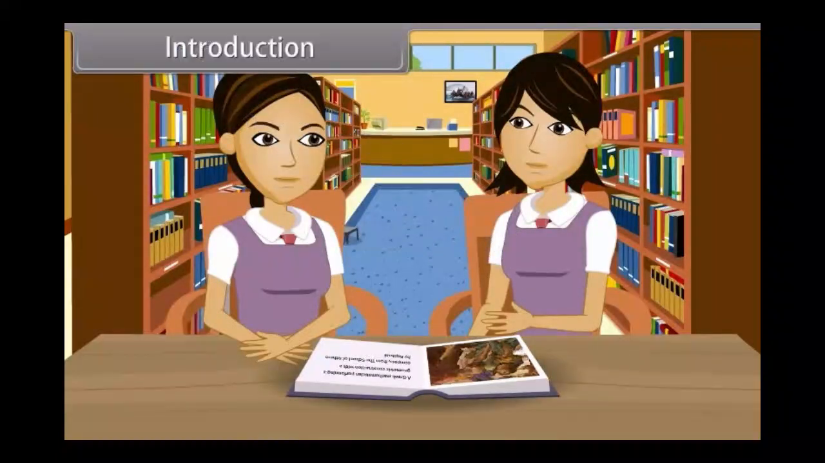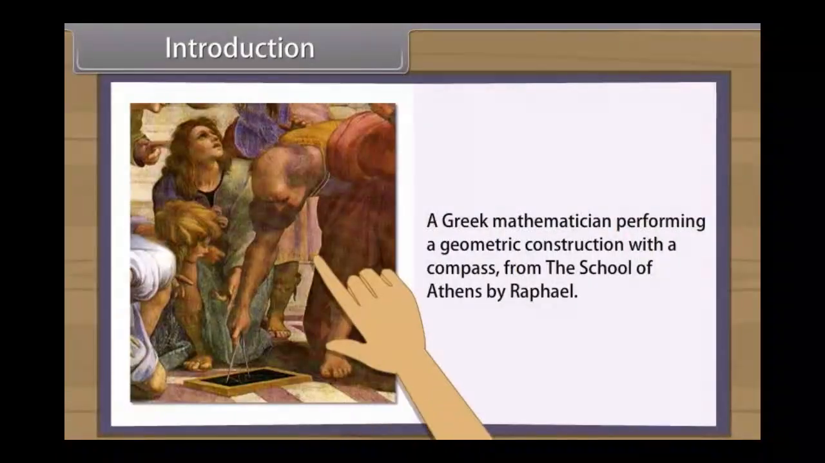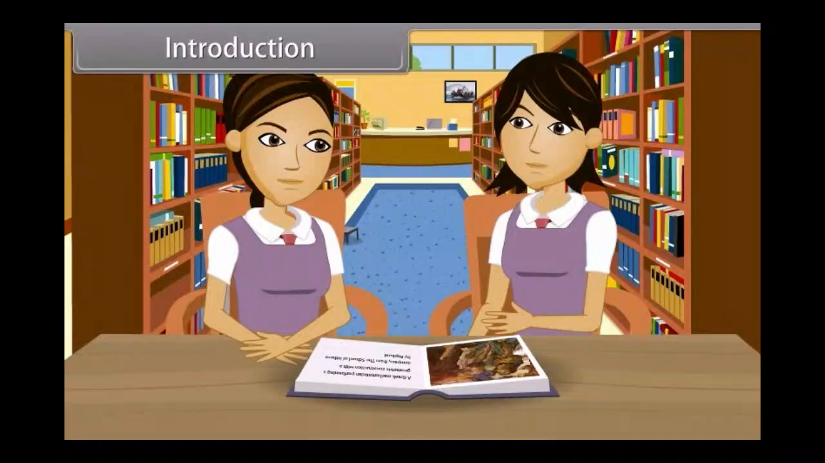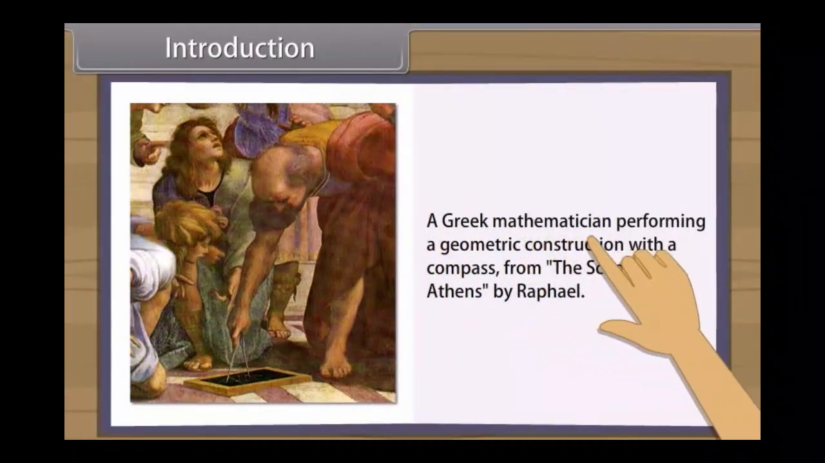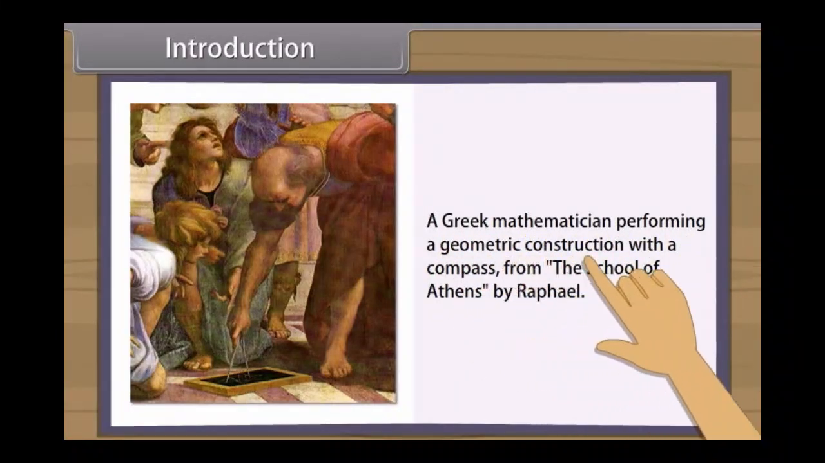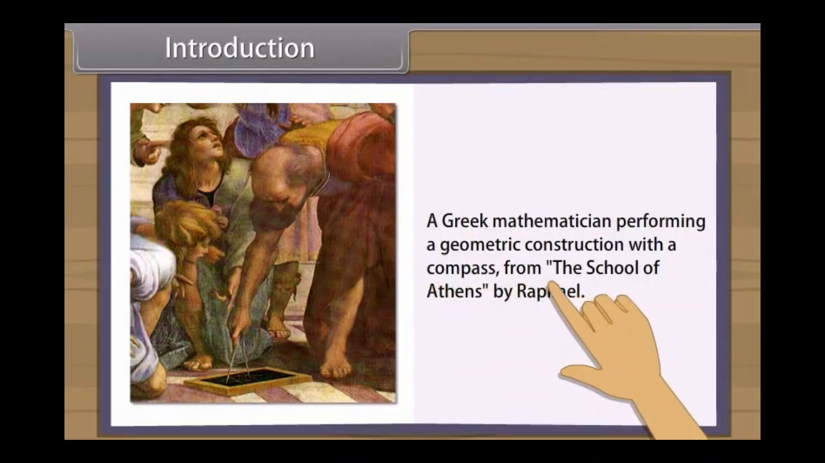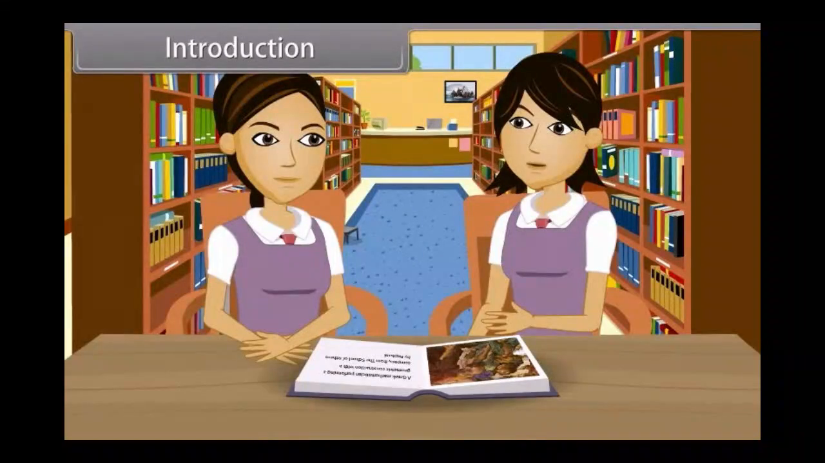Introduction. Hey, look at this picture. A Greek mathematician performing a geometric construction with a compass, from The School of Athens by Raphael. Do you know how geometry originated? It appears to have originated from the need for measuring land.